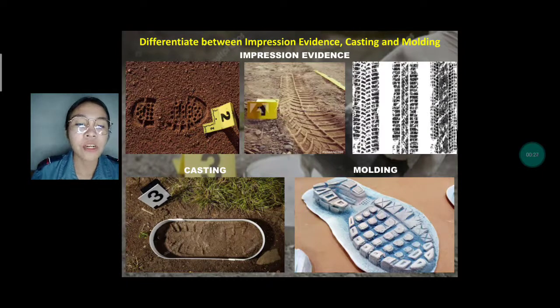So therefore, our first slide is the difference between impression evidence, casting, and molding. So, what is impression evidence? Ito yung mga marka na naiwan sa isang surface kapag nagkaroon ng contact ang isang object into another object or surface. So, example, footwear impression, tire marks, or markings created by tools and similar instruments.